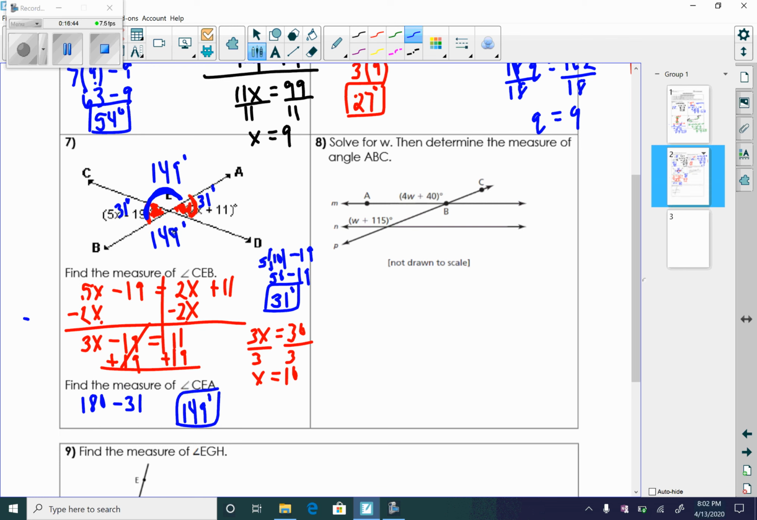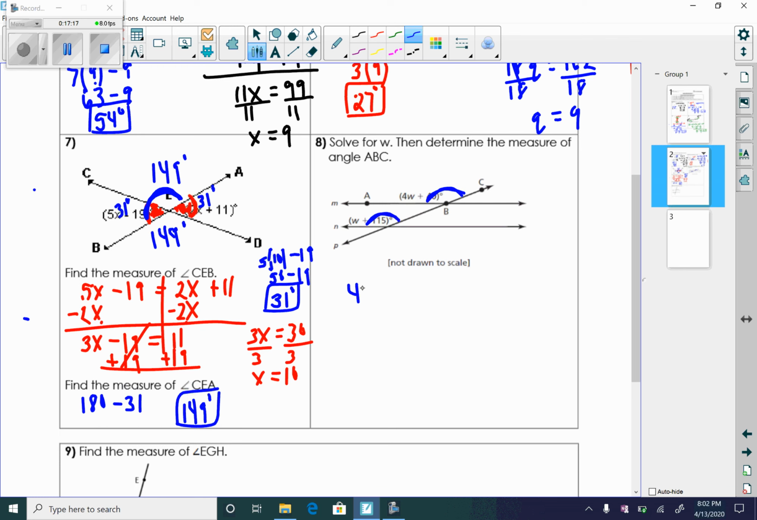Okay, let's look at number 8, solve for W, then determine the measure of ABC. So hopefully you could see this diagram here. This angle is clearly obtuse, and so is this angle. So if they're both obtuse, that means they're equal to each other. They're also corresponding, which is another way to figure out that they're equal to each other. But I think the easiest here is really just to see that they're both obtuse. So that means they're equal.